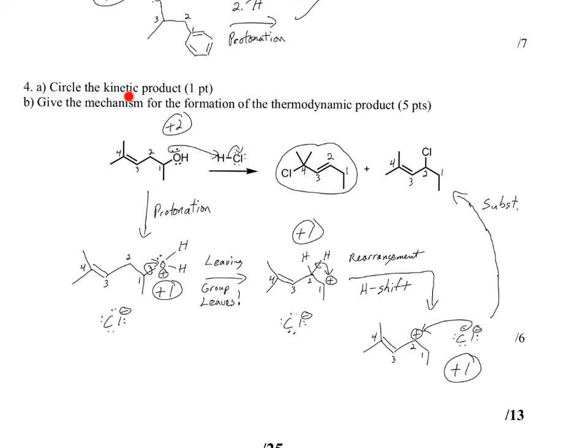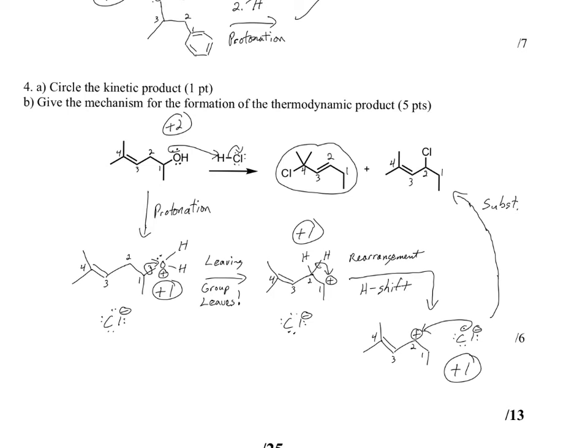Final question. First thing I want to do is circle the kinetic product. The kinetic product comes from the most stable intermediate, because it would come from a tertiary carbocation. This is the thermodynamic product because it has a more substituted alkene, 1, 2, 3, versus the 1, 2. So this is the more stable product. This one comes from the most stable intermediate, so this would be considered the kinetic product. So you circle that, +1.